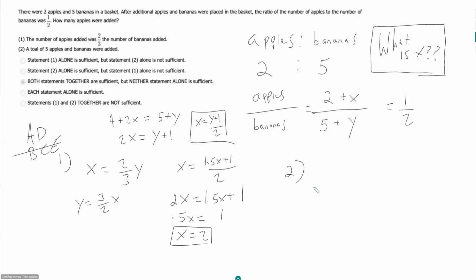Statement 2. Wait, what? How could they have mistakes in these official practice GMAT exams? A total of 5 apples and bananas were added. So what does that mean? So x plus y is equal to 5.